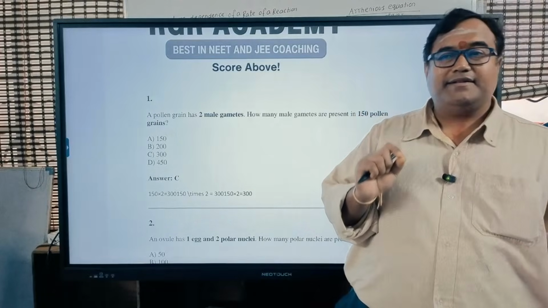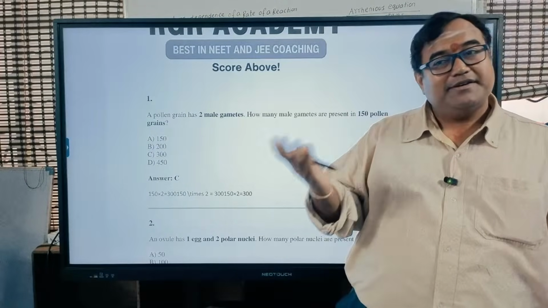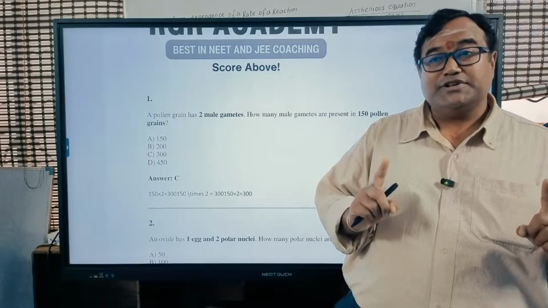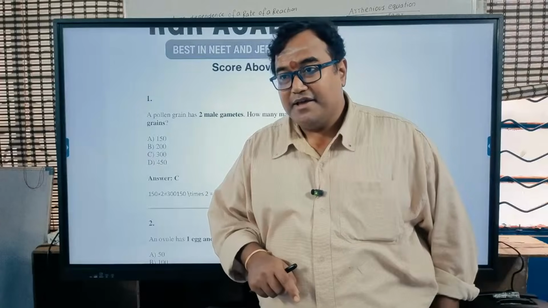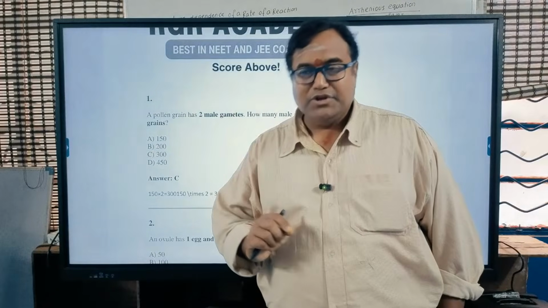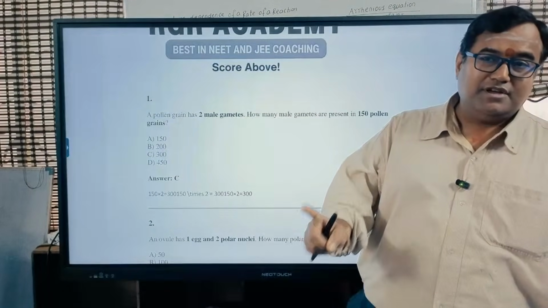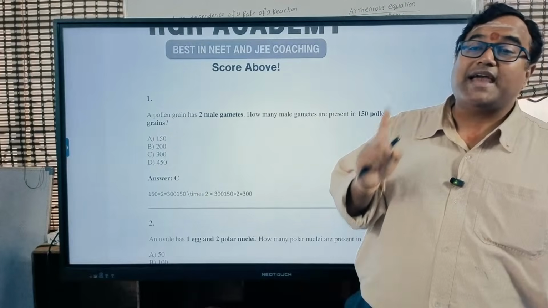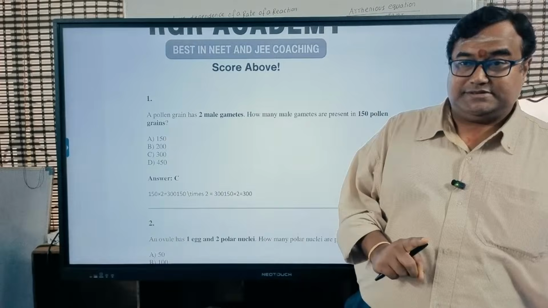Inside the pollen grain, we are having vegetative cell plus generative cell. Vegetative cell nourishes the generative cell. One generative cell will divide and make how many? Two male gametes. So you all need to understand that one generative cell is not undergoing meiosis. That one generative cell is undergoing haploid mitosis, which is totally different from diploid mitosis.